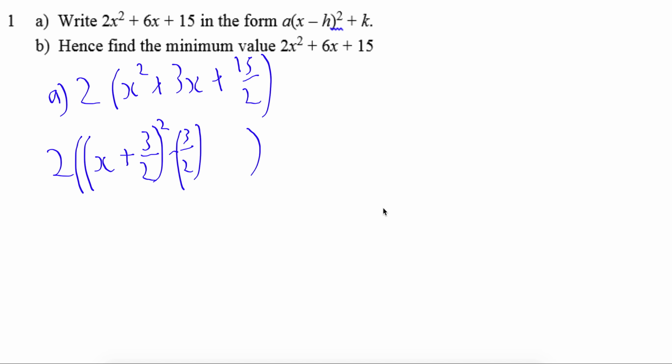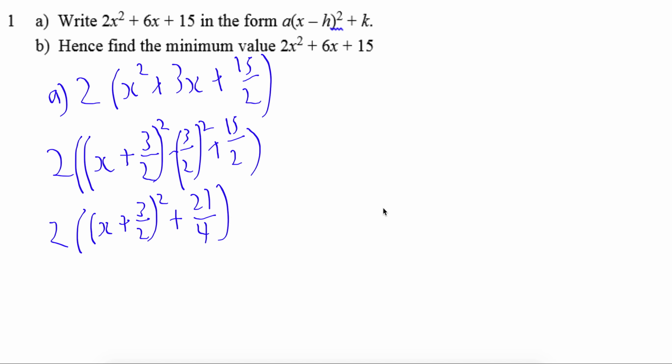Now I don't want that, so I'm going to take away 3/2 squared, not forgetting that I still have 15/2. I'm just going to tidy up. Three over 2 squared is 9/4 plus 15/2 will give 21/4. Note that at this stage, that 21/4 is still being multiplied by 2, and I want to remove that.